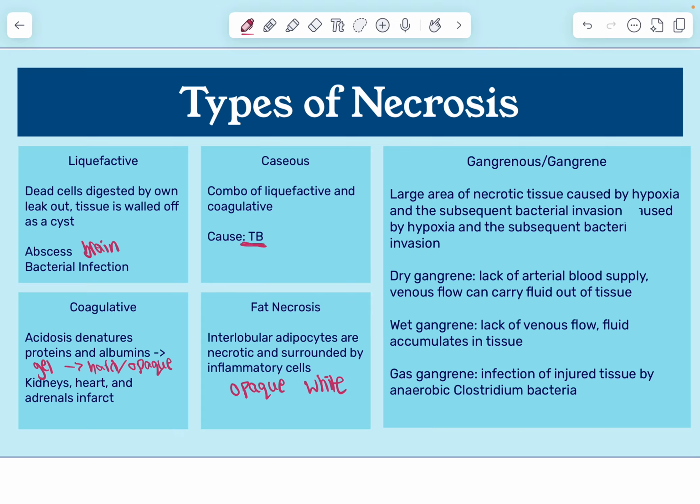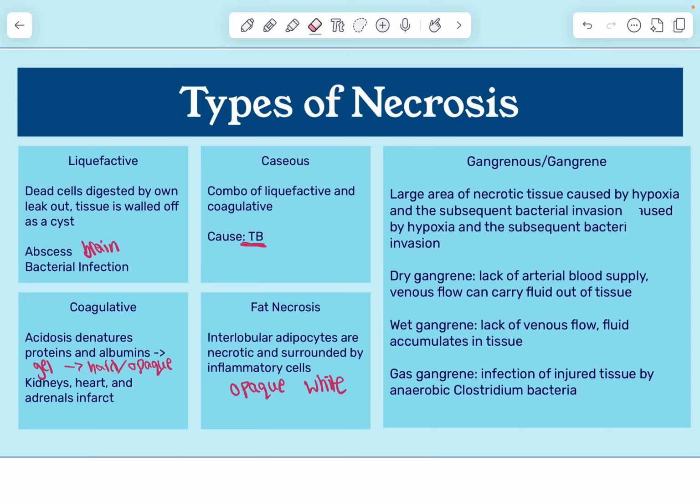The next type of necrosis is wet gangrene, and this is when there's a lack of venous flow, so fluid is going to accumulate inside of the tissue. With this type, you're going to see the tissue liquefy. Infection will be likely. The tissue will be black, moist, cold, swollen, pulseless, and there will be no clear line of demarcation either in internal organs or the extremities.